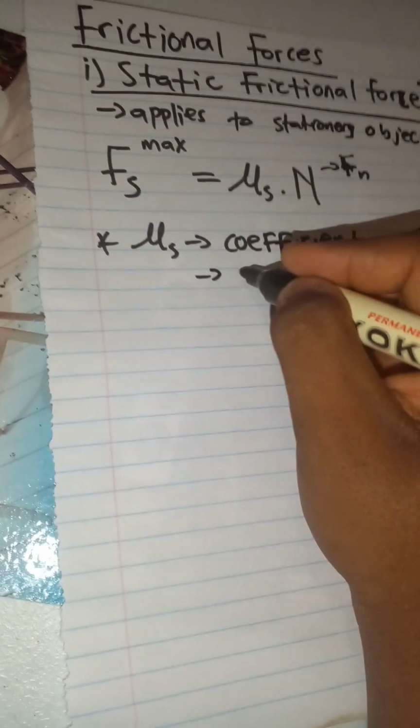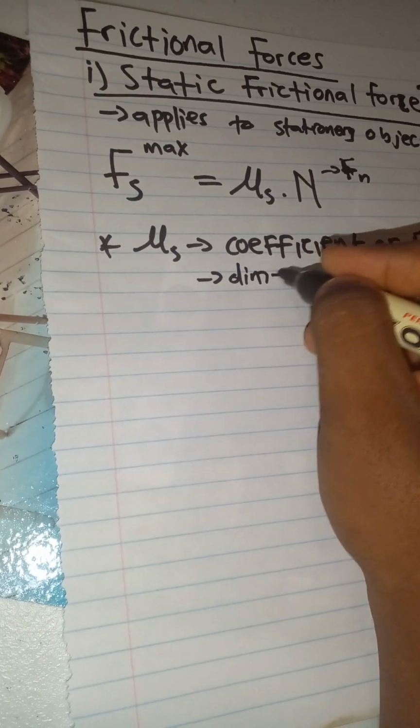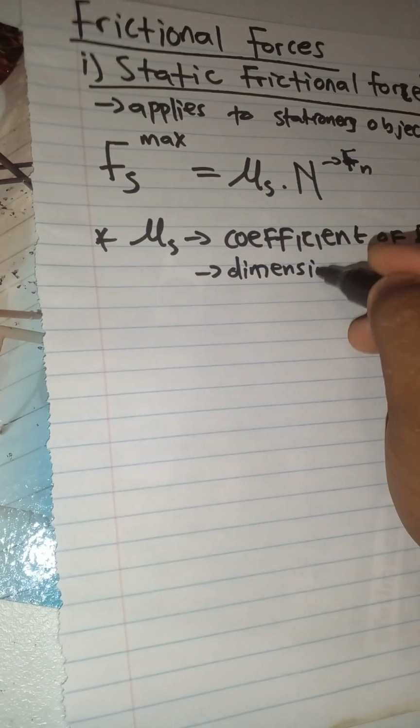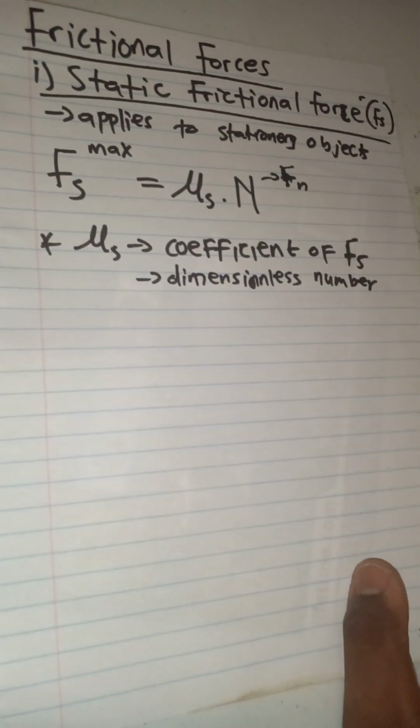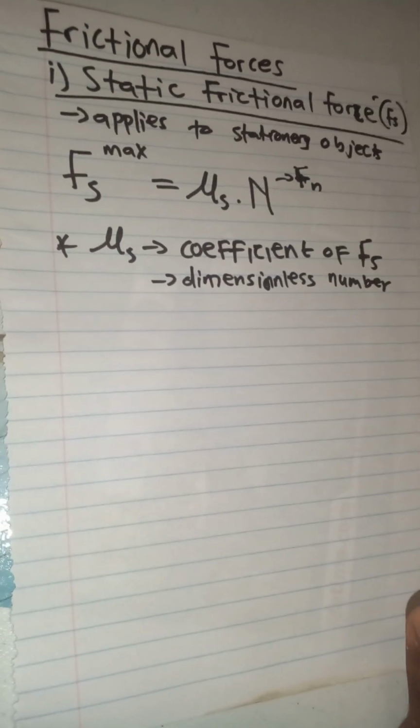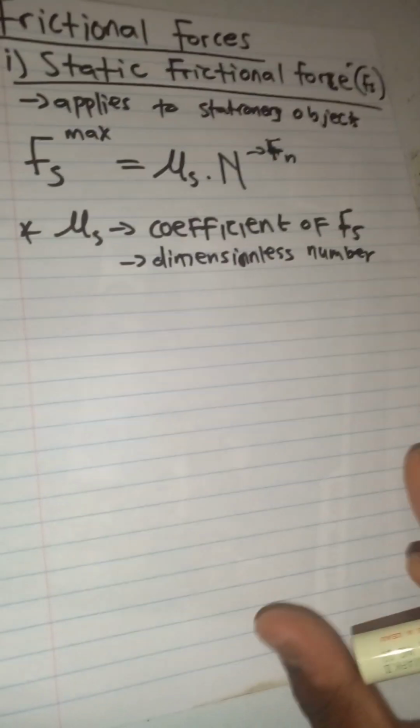And another thing that you have to know about the mu s: it is a dimensionless number, different for different surfaces, maybe wood to wood or wood to metal. It also depends on the surface preparation. It occurs between the block and the surface it is on, whether wood to wood or wood to metal or whatever. It depends on the surface preparation.